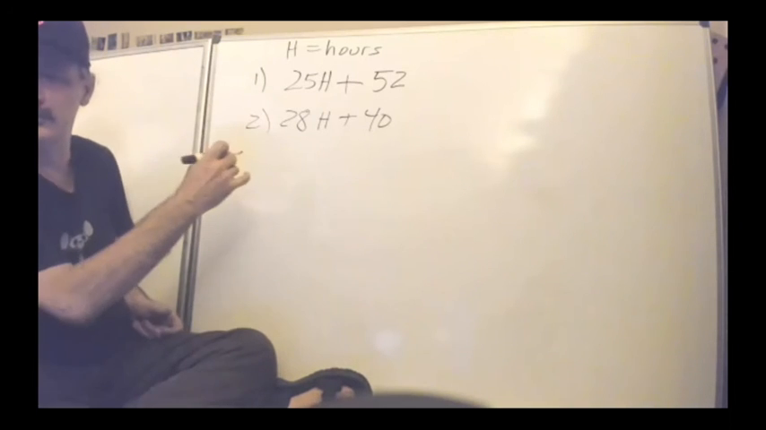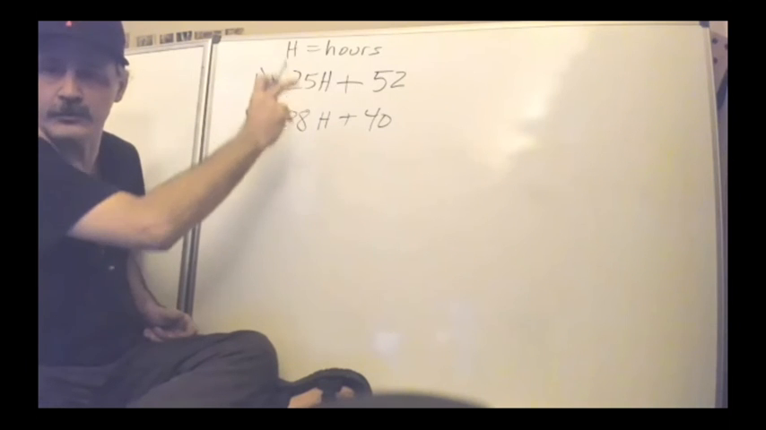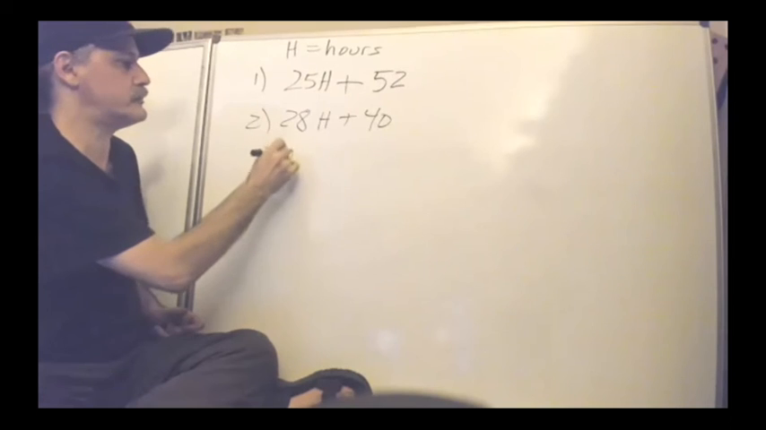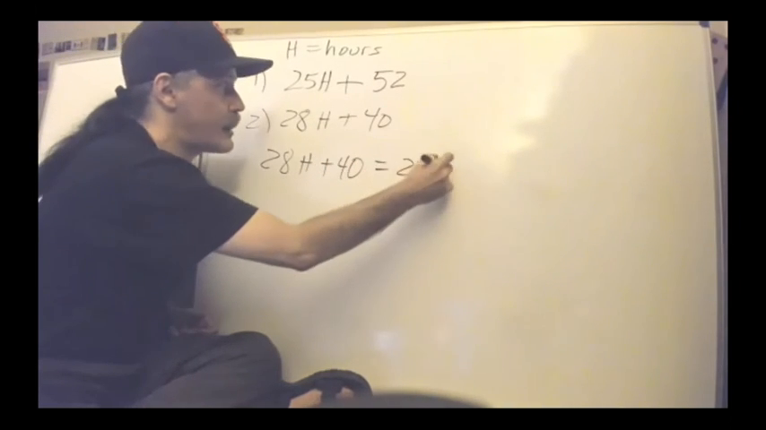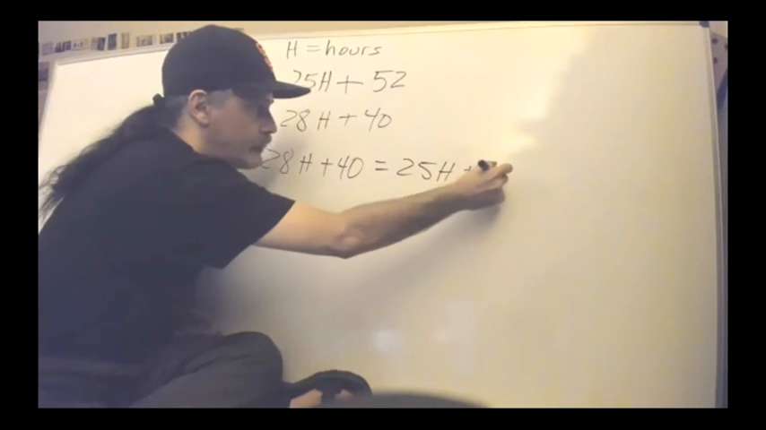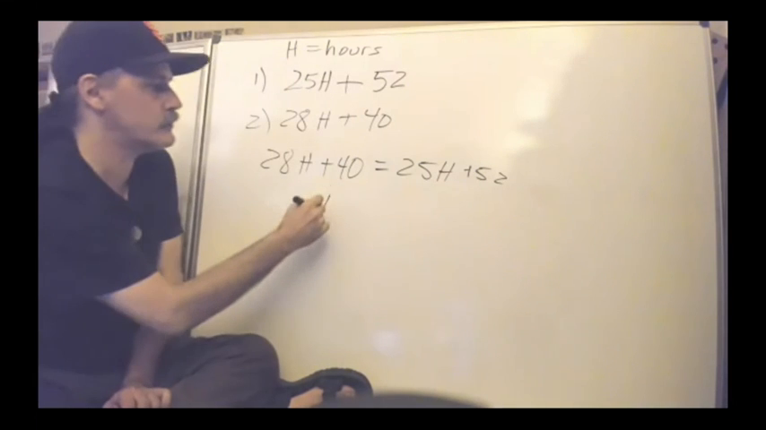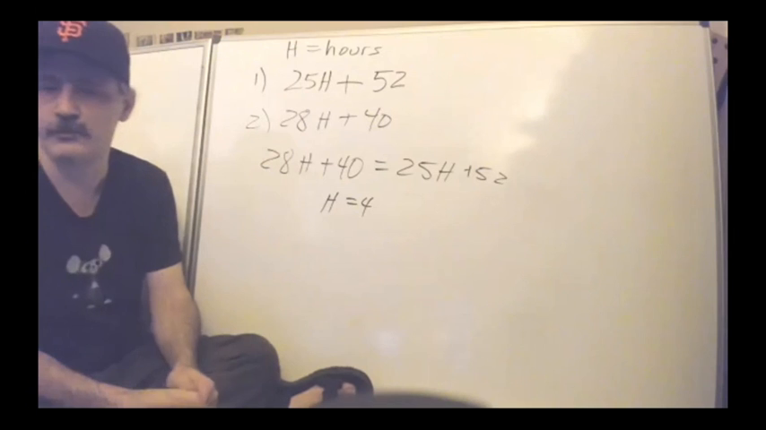Now, when do these two equal the same cost? At what number of hours will these two people cost the same? That means you put these two equations equal to each other. Right? And at some point, you will get 4. So they both cost the same if they work 4 hours.